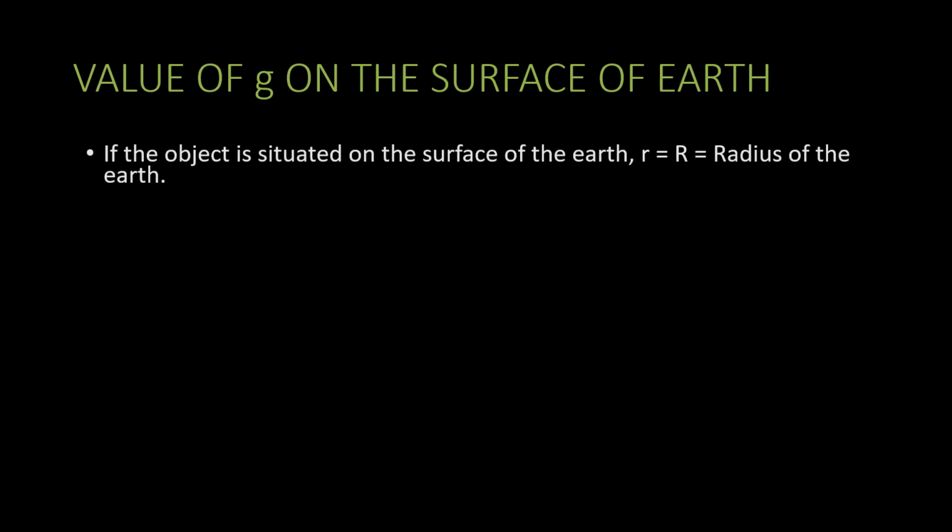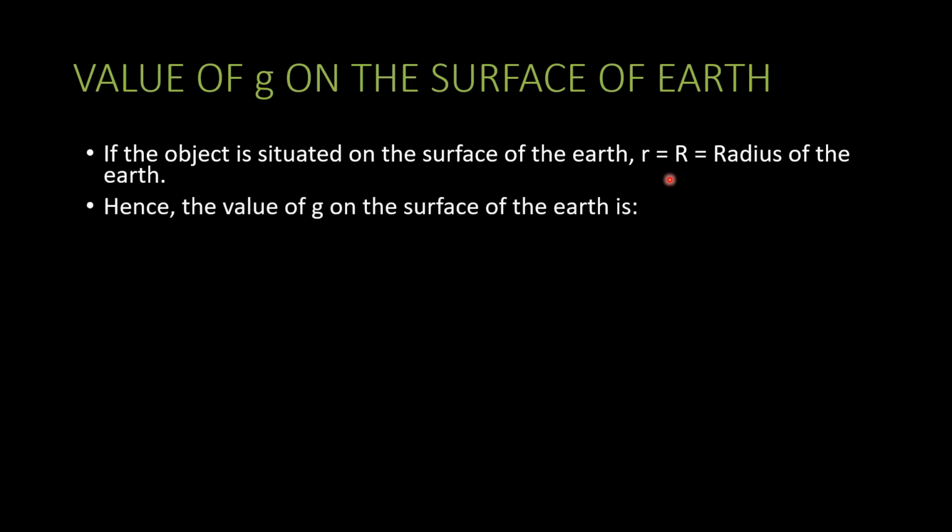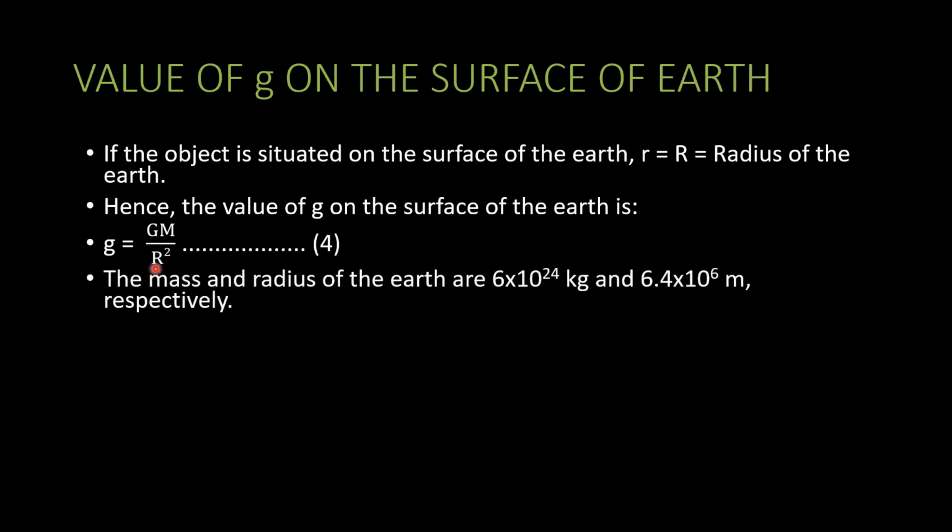If the object is situated on the surface of the earth, then the small r will be equal to the radius of the earth, which is represented by capital R. So the value of g on the surface of the earth will be, we will be replacing the small r by capital R and rewriting the same equation.